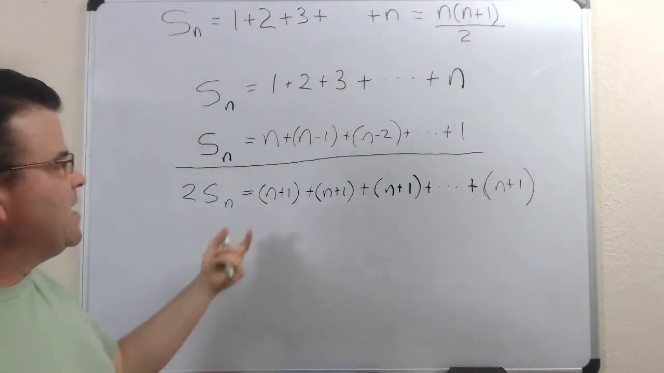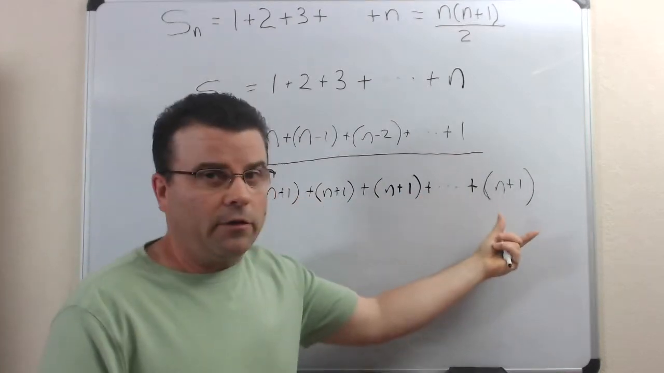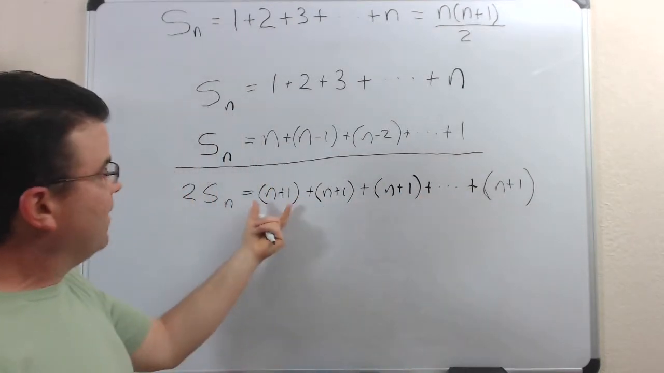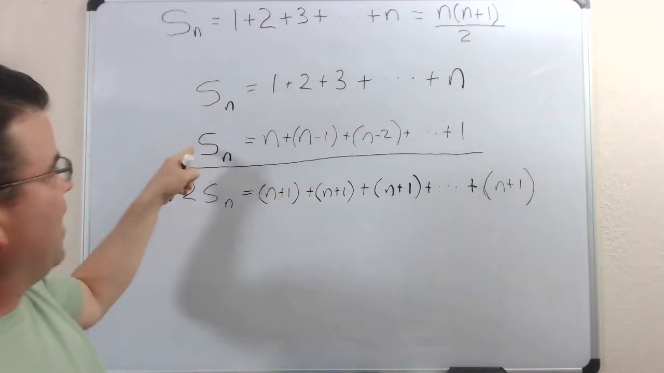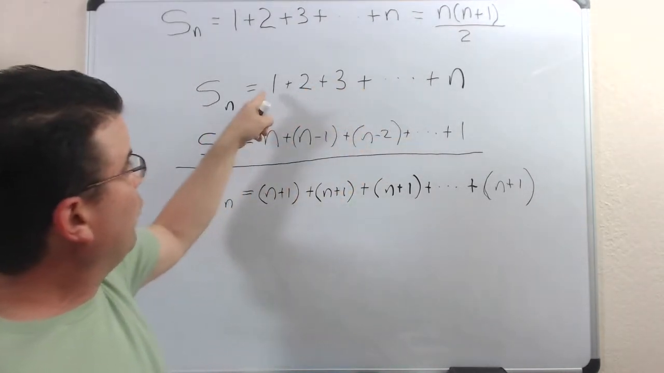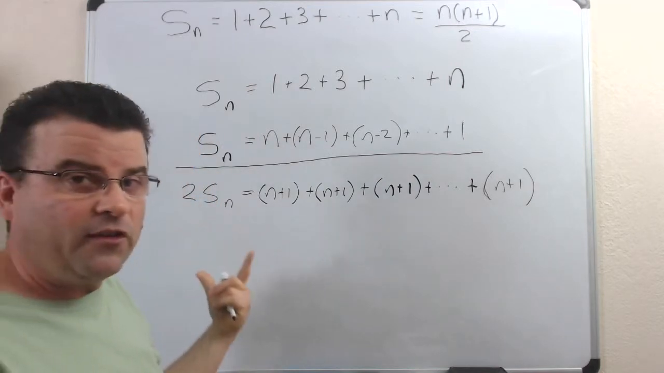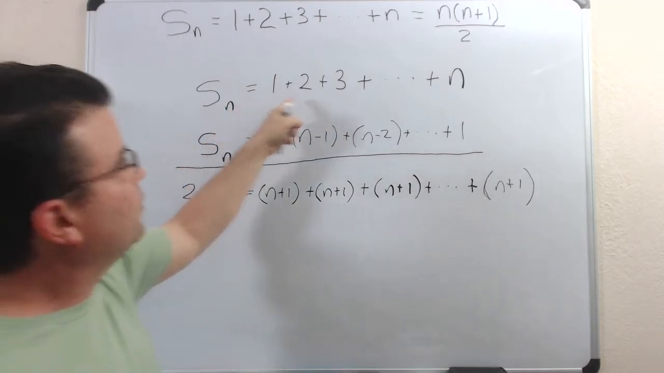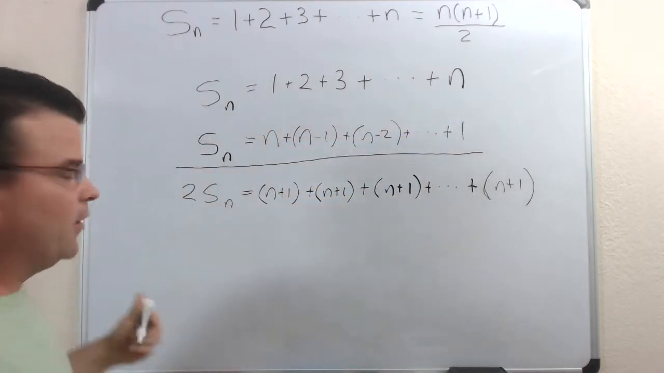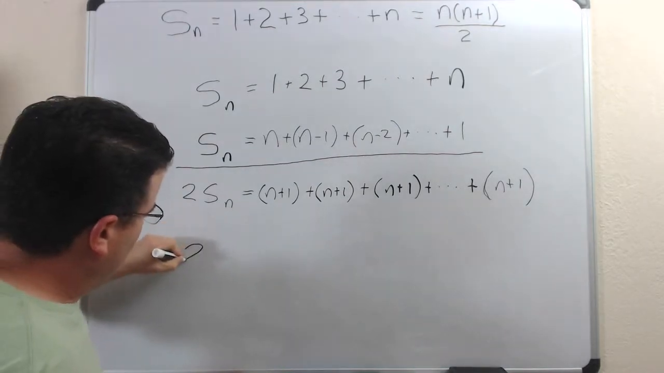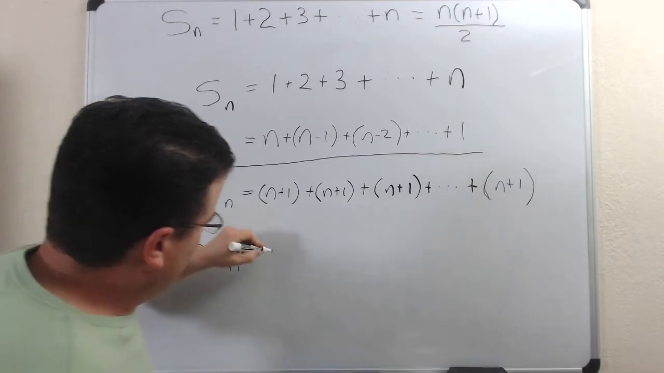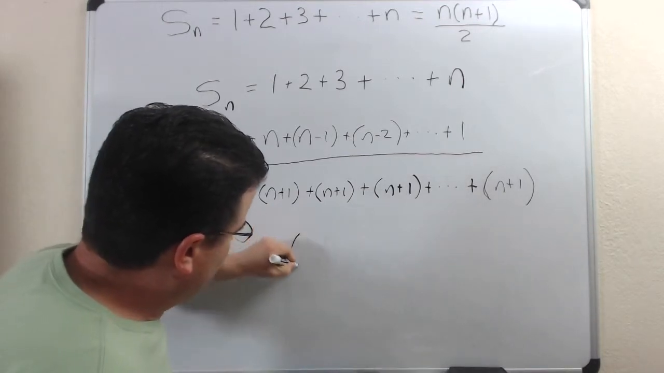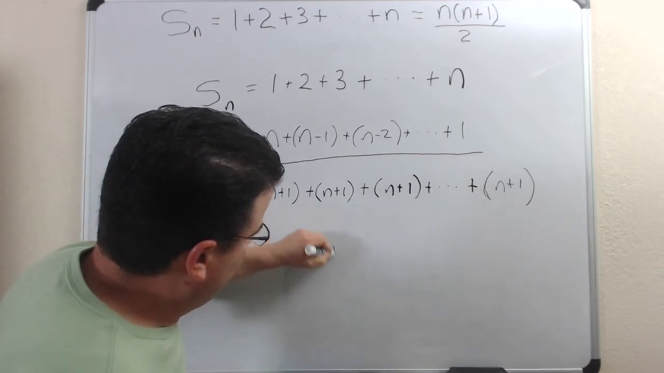So how many n plus 1s are there? Well, there's one n plus 1 for every term in the original expression and every term in the second expression. I think the number of terms is easier to see here. How many terms are there? Well, there's n terms. So that means that 2 S sub n equals n times n plus 1.